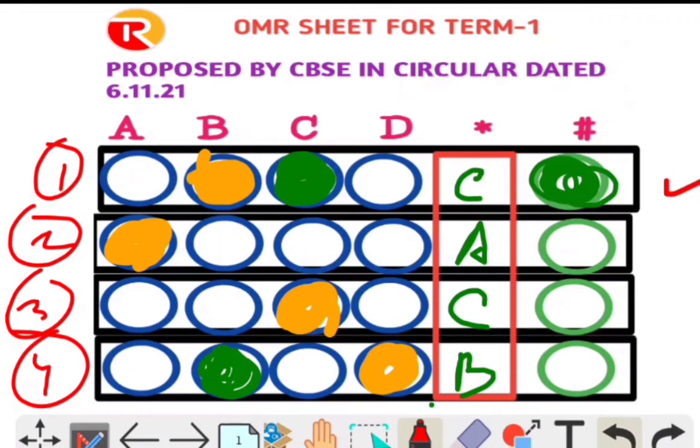Let me revise it again. Star section you have to use when you have attempted any question, and has section you have to use when you haven't attempted any question. Now suppose in question number 3 you have attempted it and you want the final answer to be C, then in the star box you have to write C. Now suppose question number 4 you haven't attempted and you don't want to attempt it, then don't write anything in any of the boxes, just fill up the circle of the has section. So this is how you have to fill up the OMR sheet in the exam.